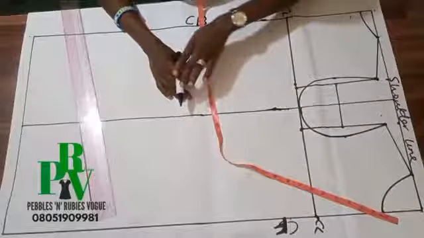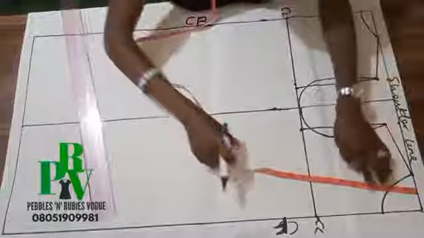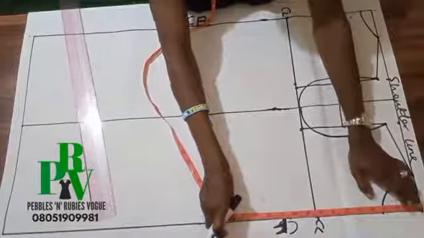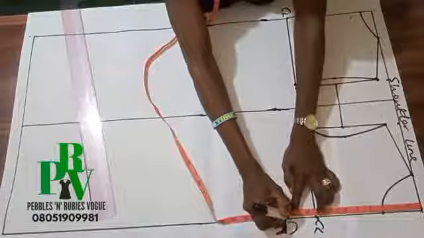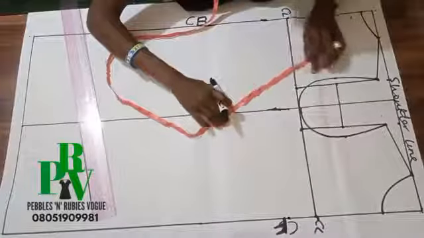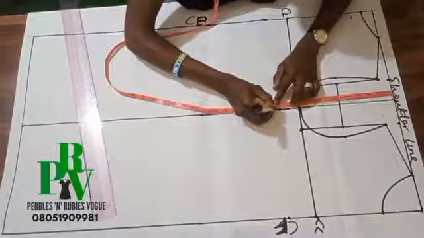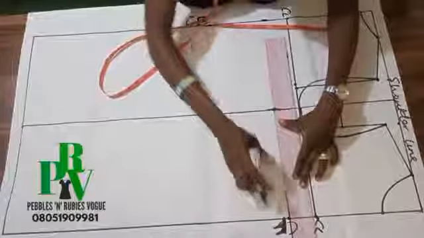Alright, so we'll move ahead and take all our vertical measurements. I'll come to the front block and mark my bust point. Right from the shoulder line, the bust point I'm working with is 10.5 inch. So from the shoulder line, I'll mark 10.5 on my front block, 10.5 inch. And then I'll mark that horizontally.